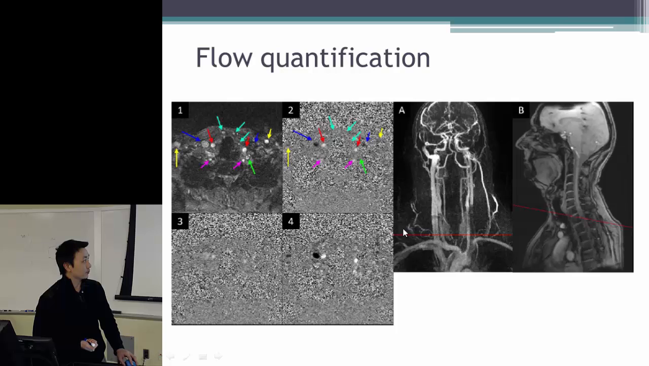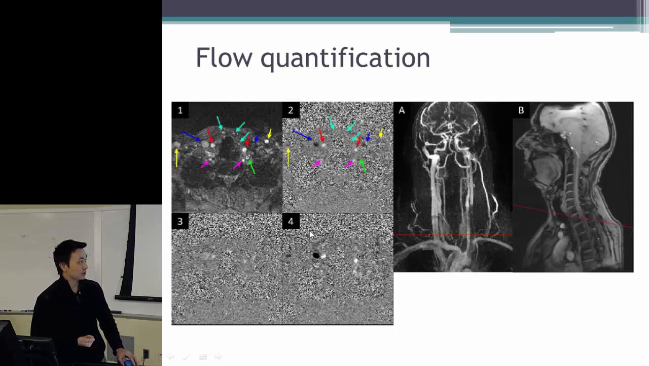This is one of the very quick vessel maps using the 2D time-of-flight. It can give you a very nice map of those major vessels. And then we can use it as a localizer to set the imaging plane for the phase contrast imaging.